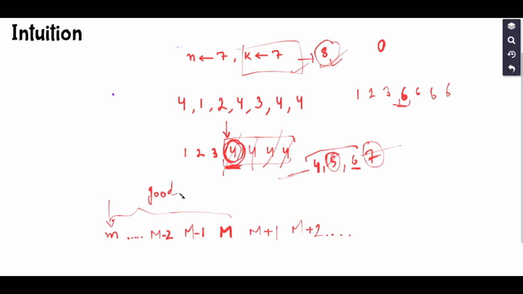Good medians, let's call them good medians. These are the bad medians, let's call them bad medians, because we can't achieve them. So what is our target? Our target is this integer, this last good median. Okay, now I hope you're getting to which this problem resembles.